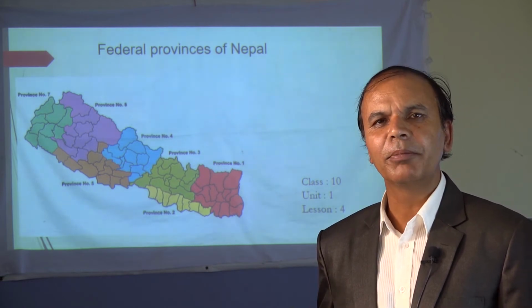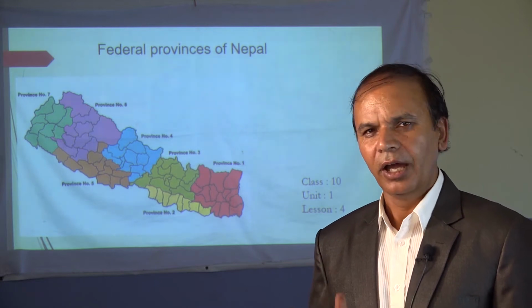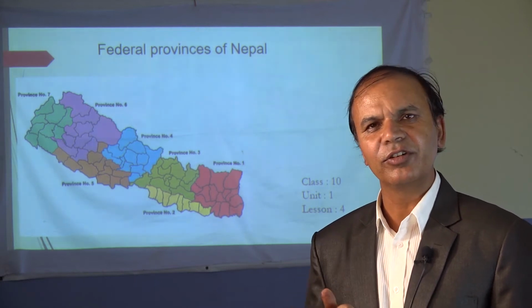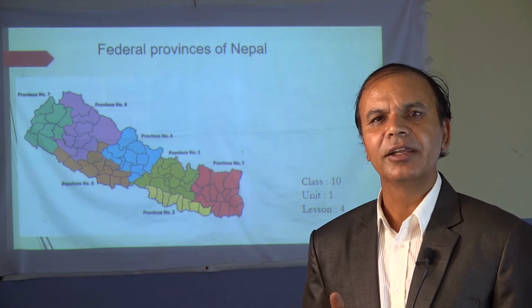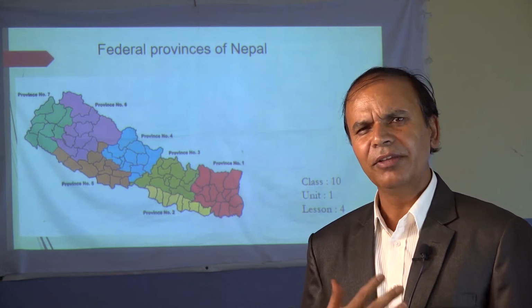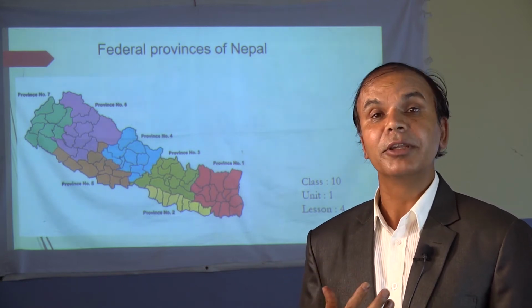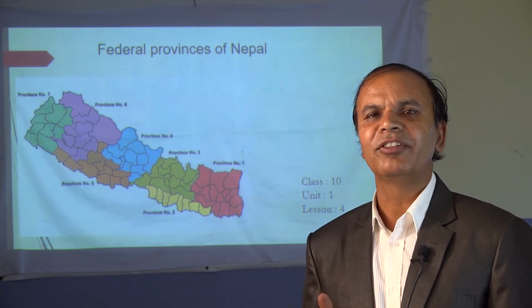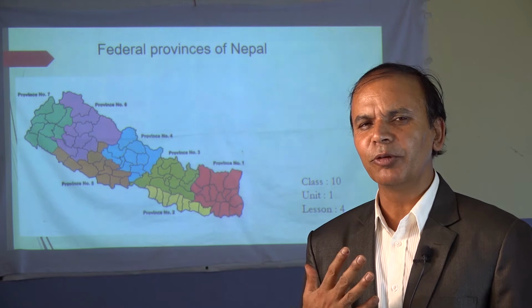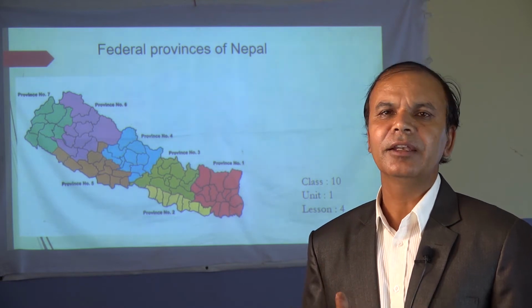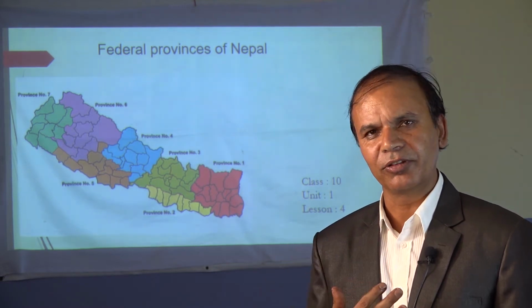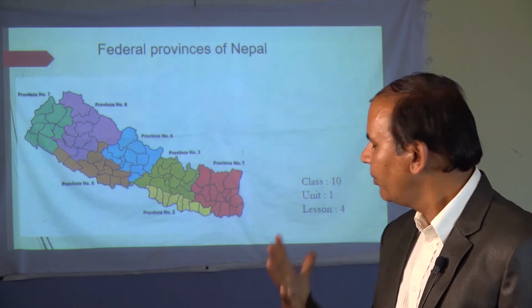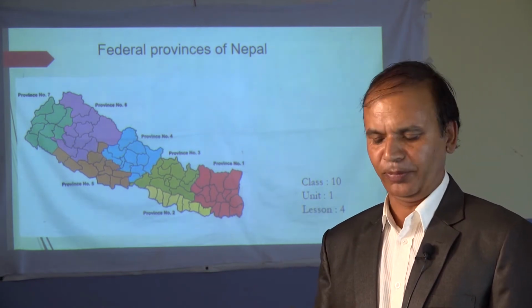Yesterday we learned about Bagmati province, its physical features, its climate, its vegetation, major attractions of Bagmati province, the problems and the potentiality, and the administrative units working there in Bagmati province. Now let me describe the Gandaki province.